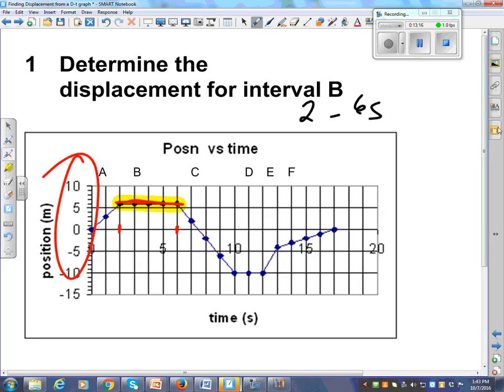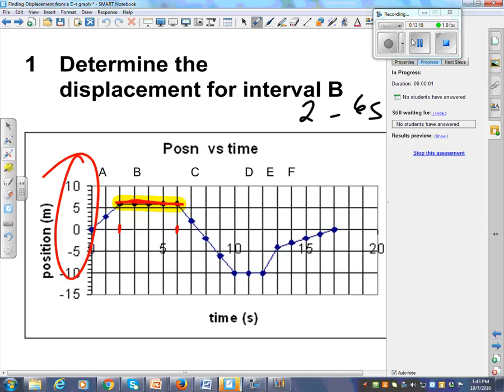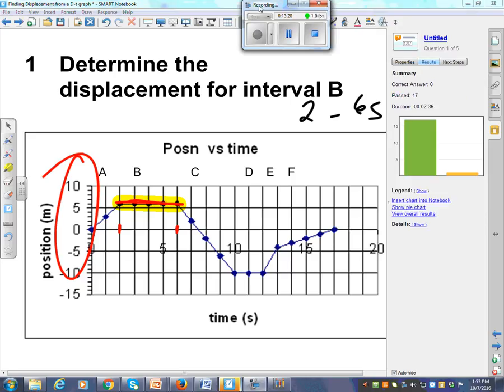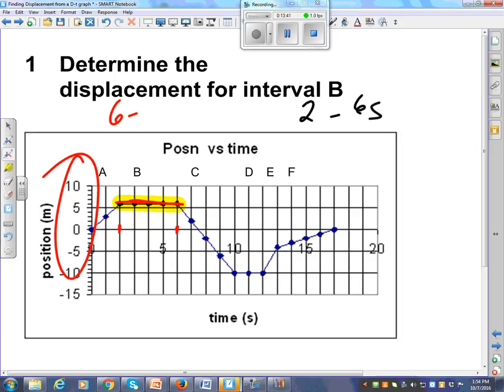Begin. Interval B, the answer is 0. You can tell just by looking at it. If it's flat, what does that mean? Stop. Going nowhere. If you want to do the math, it's final minus initial. Adam, time to listen, not distract. Final minus initial. What's the final? 6. What's the initial? 6. 6 minus 6 is 0.